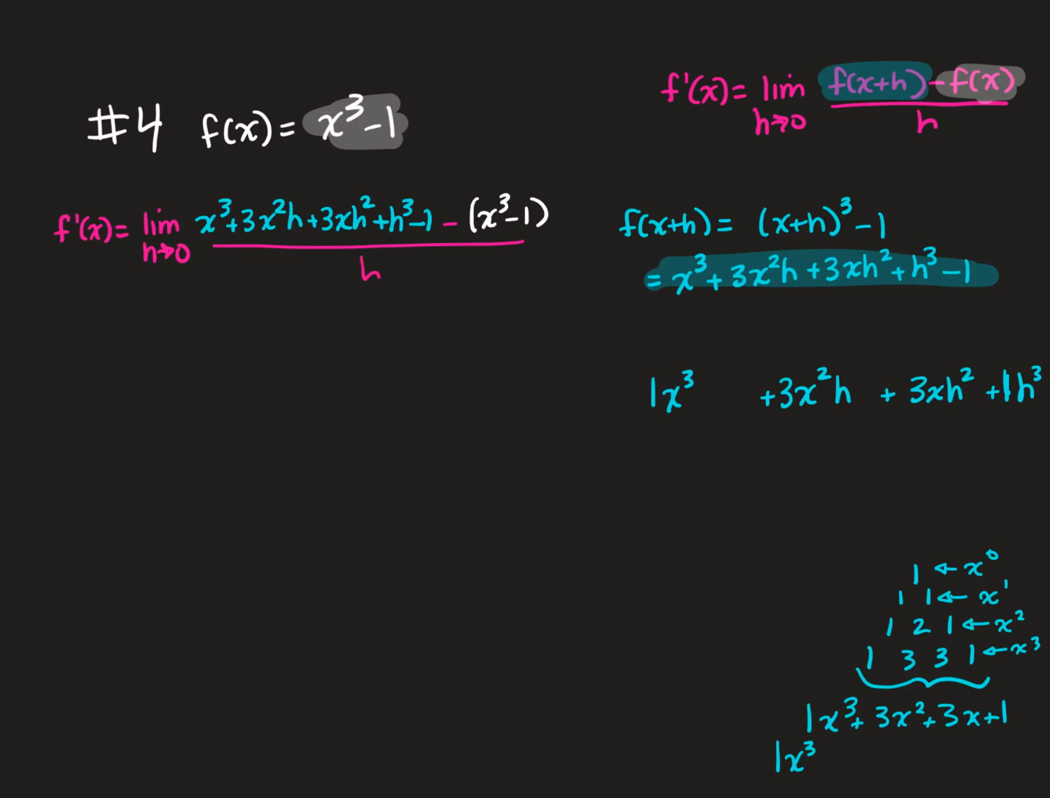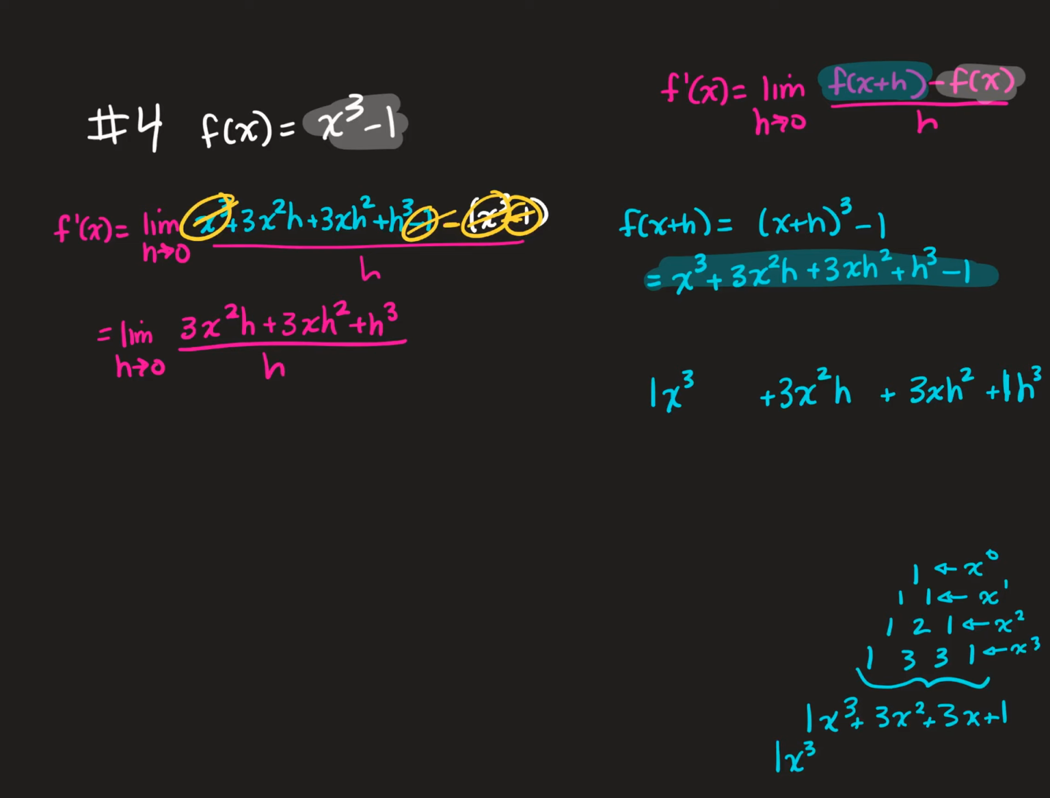And again, I'm not going to go through and distribute the negative sign or get rid of the parentheses. I'm just going to know that x cubed minus x cubed is 0, and that negative 1 minus negative 1 is also 0. And that allows me to work a little bit faster. So now I have the limit as h approaches 0 of, and everything I write at this point should have h's in it. And if it doesn't, then I know I did something wrong.